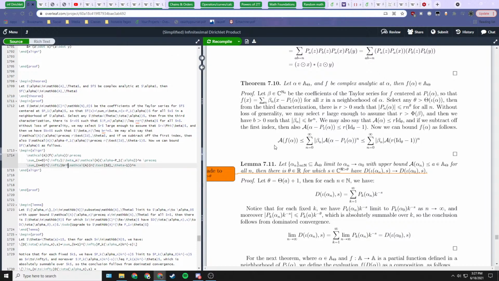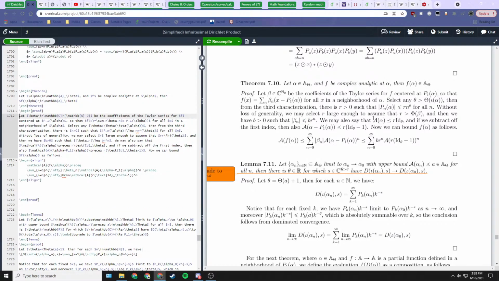b times r power n. Okay, so we're saying beta are coefficients of a Taylor series, so that f is the summation. Select theta greater than iota, theta iota alpha, and then the third characterization is r greater than 0 such that this. We may also select r large enough to assume that r is greater than the beta, and then we have b greater than 0 such that the absolute value of beta is bounded by b r to the n. We may also say that the absolute value of alpha is bounded by r to the id theta, so that's just this, but stated differently by each index. And then by subtracting the first index, we end up with this.